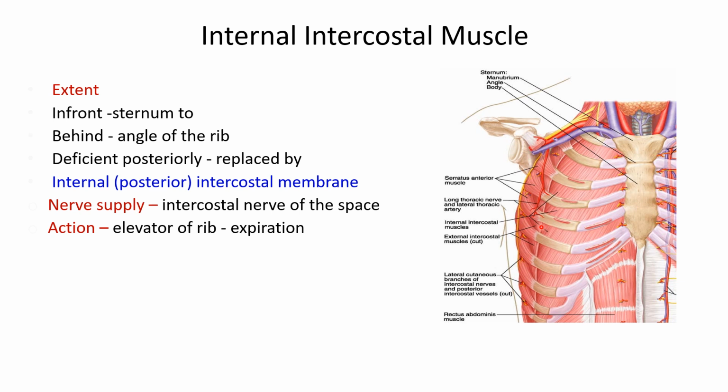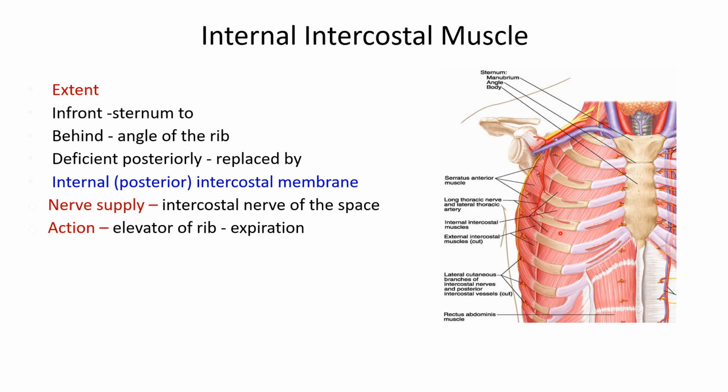And beyond that angle of the rib, posteriorly it is deficient and is replaced by the internal intercostal membrane or posterior intercostal membrane. So between the costal cartilages, anteriorly is the anterior or external intercostal membrane, which is an extension of the external intercostal muscle. Posteriorly, beyond the angle of the rib, you will be seeing the posterior intercostal membrane or internal intercostal membrane.